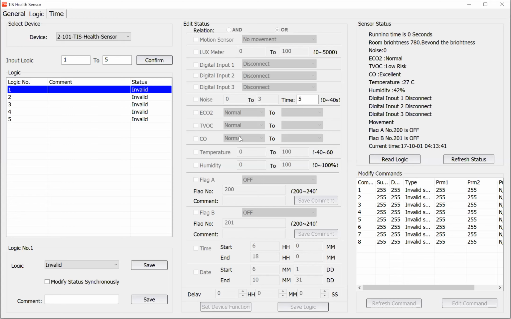As you see, the health sensor has a motion sensor and a lux meter, and it has 3 digital inputs. It can detect CO2, VOC, CO, temperature, humidity, flags, and time and dates. Let me tell you about the health sensor.